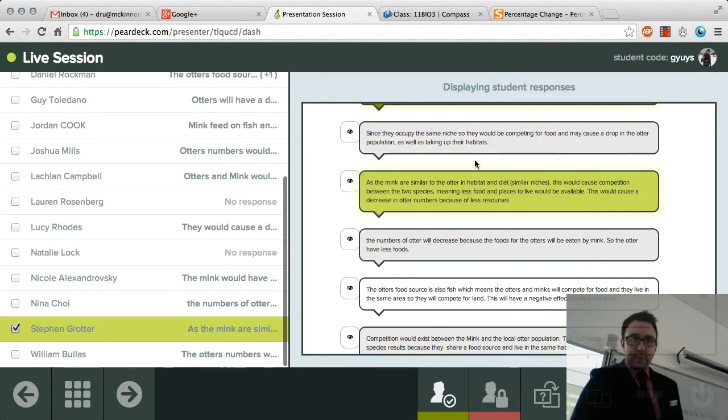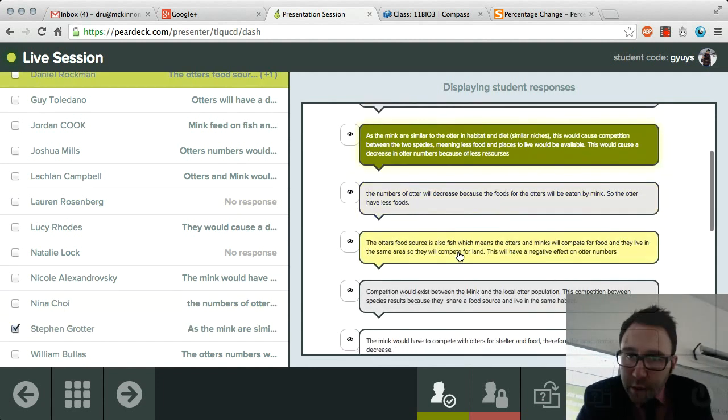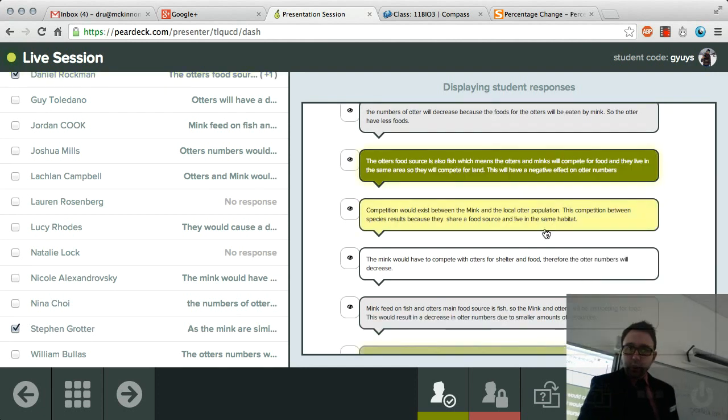Who's this one? Stephen / Jack. Well done. Yep. I'm just checking to see if there's any we need to. Someone's put, Daniel, you put this will have a negative effect on otter numbers. Be more specific or just say it will decrease. Okay? Competition. This competition. Share food.